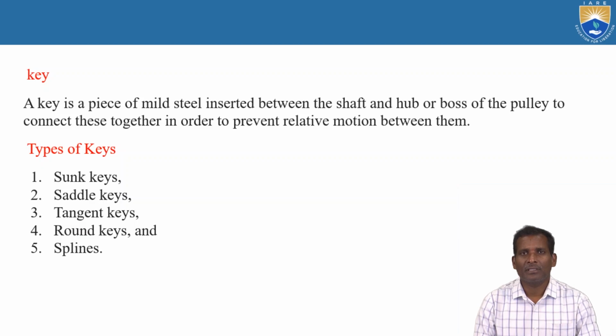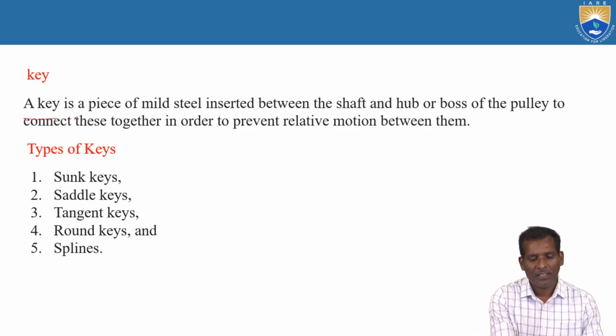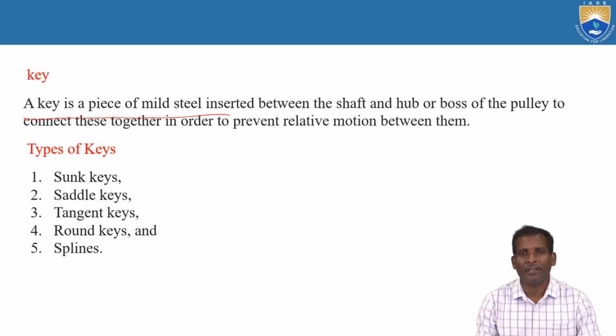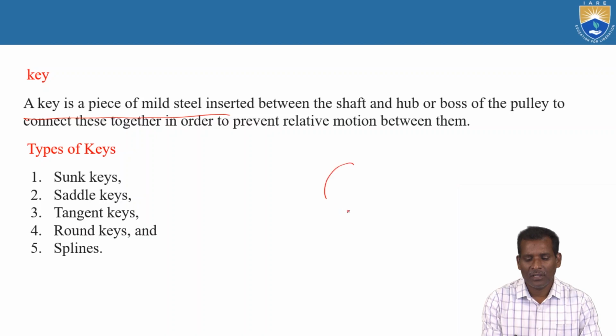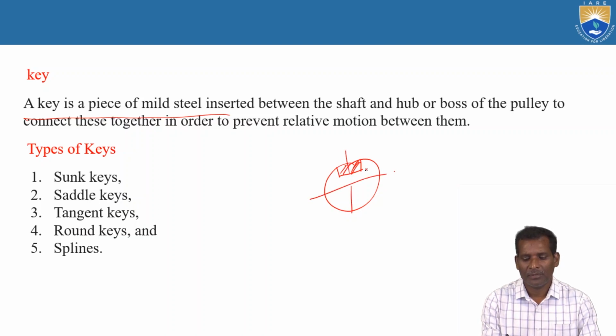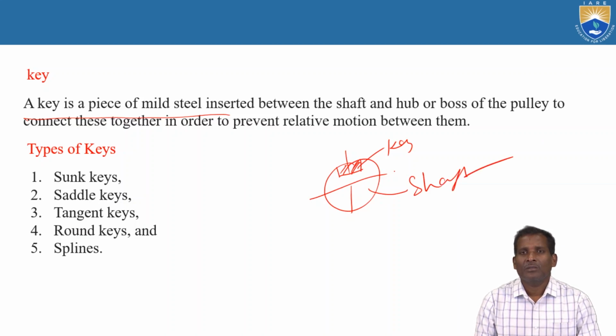Next topic is keys. So what do you mean by key? Key is a piece of mild steel inserted between the shaft and hub. So it prevents the relative motion between the shaft and hub. Here the shaft has a key, this is the key portion. So it is inserted between the shaft and hub portion.